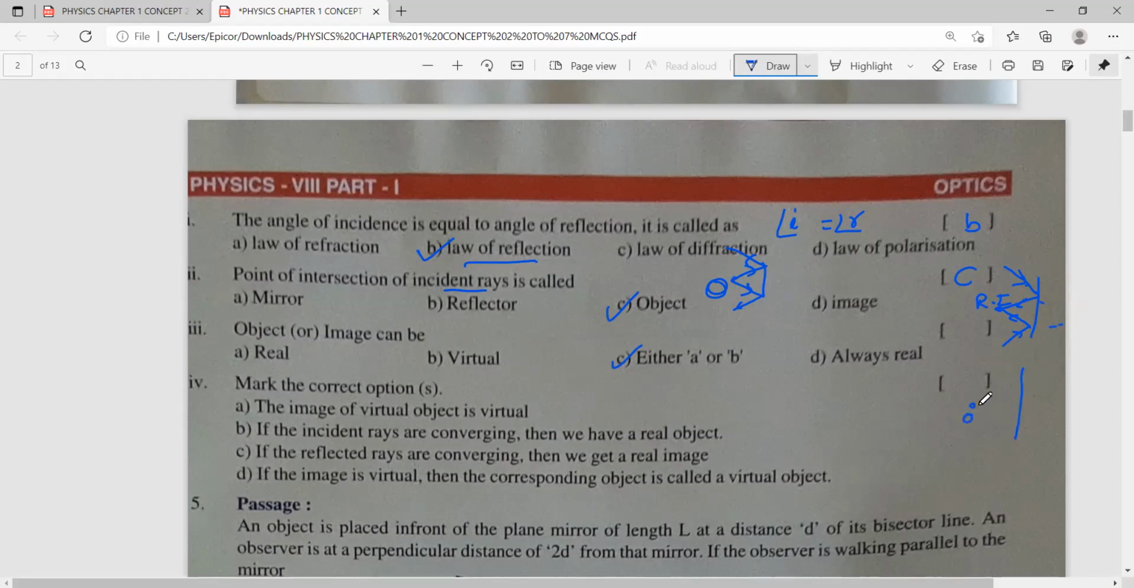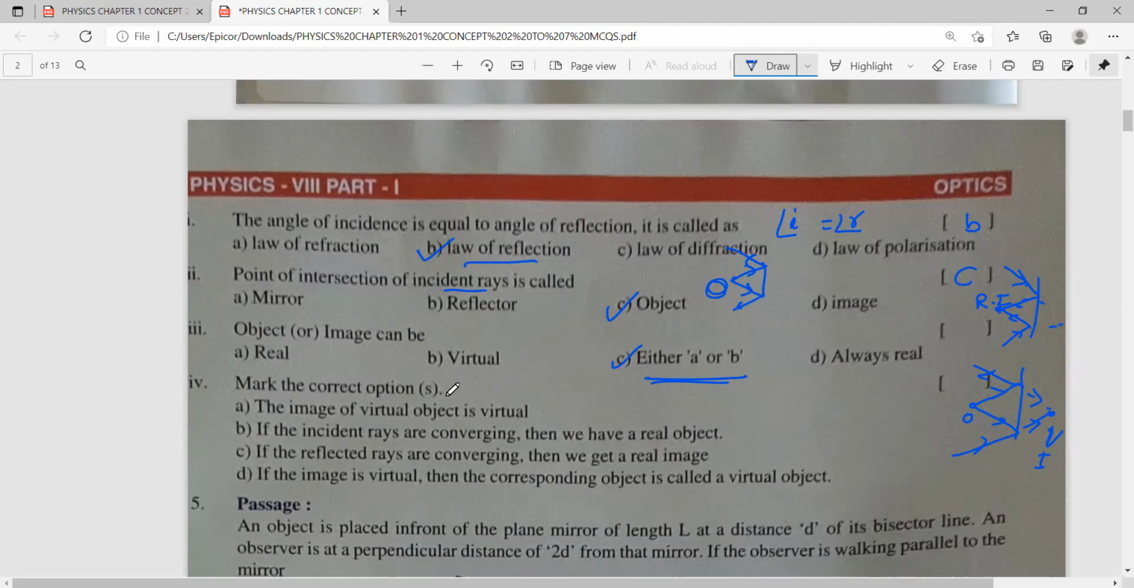Next one. When the object is in front of the mirror, not at infinity, what happens? The reflected rays go to infinity, but they appear to meet at the back. This is what we call a virtual image. Reflected rays that appear to meet give a virtual image; reflected rays that actually meet give a real image. So both are possible, and vice versa. So it is option C. Next question.